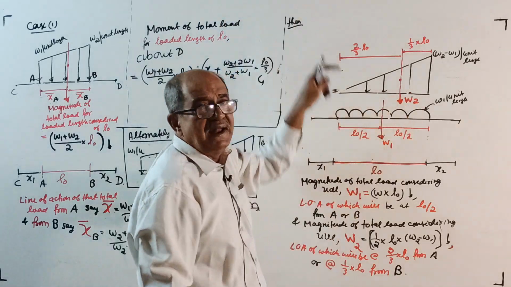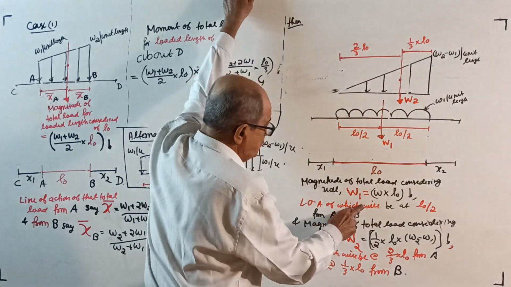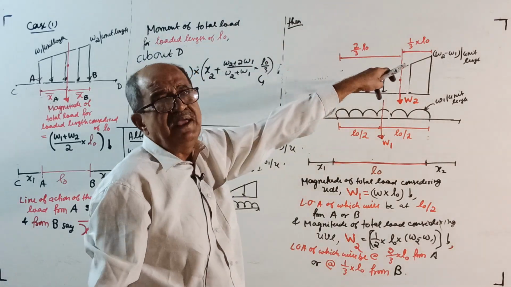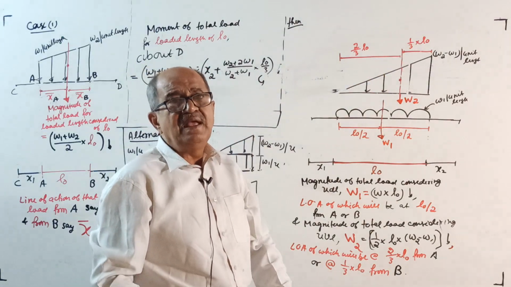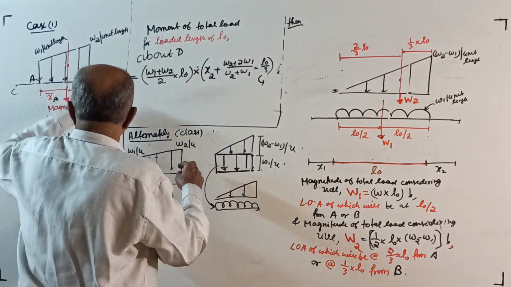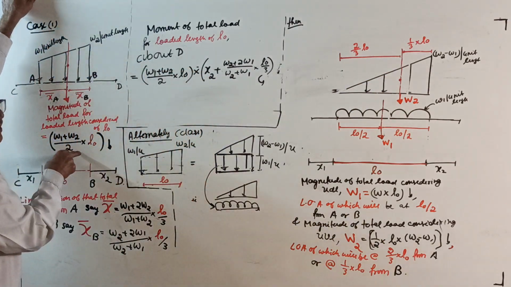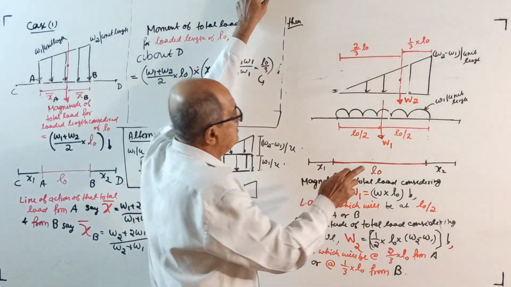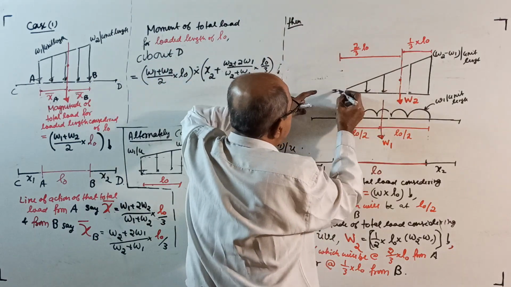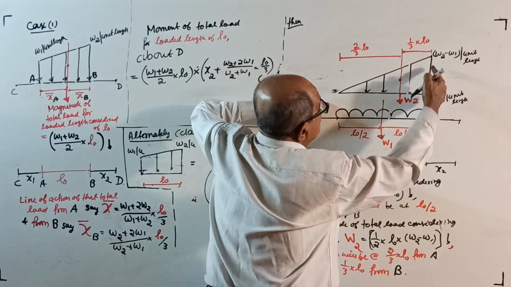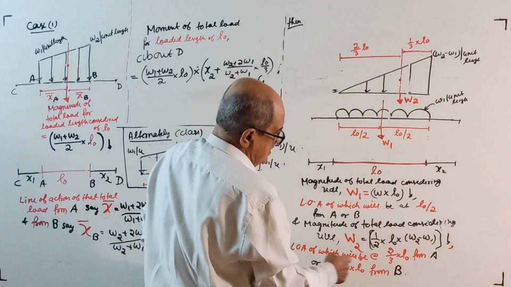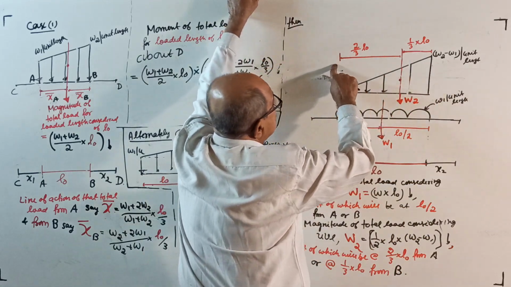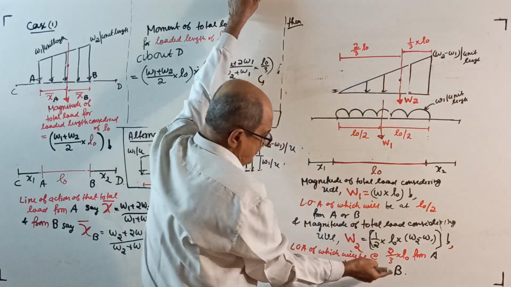W2, capital W2, is the magnitude of UVL, represented by a right angle triangle, given by area. You can write one note here: given by area. Area equal to half into L0 into W2 minus W1. The line of action will be 2/3 L0 from here, and 1/3 L0 from there.